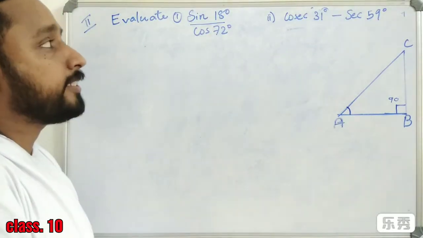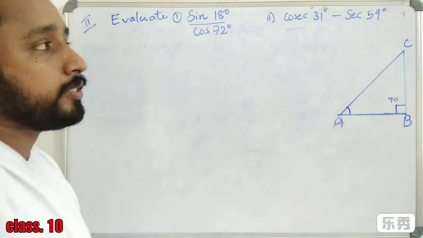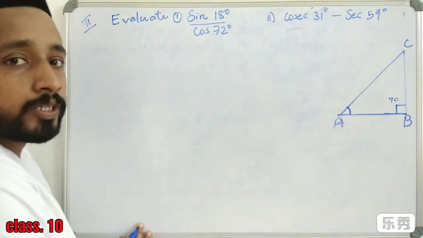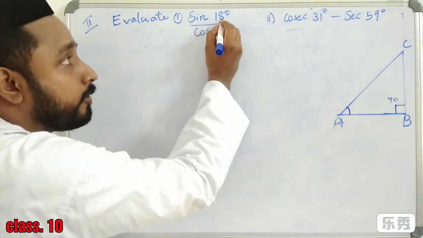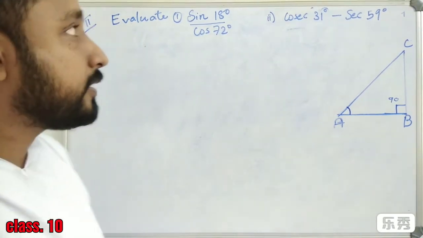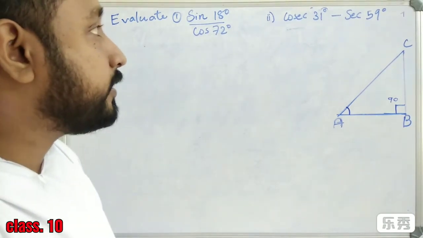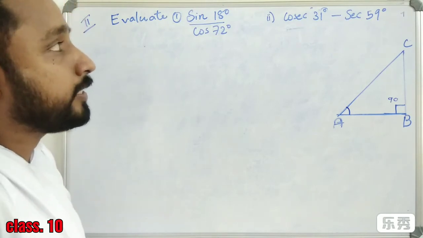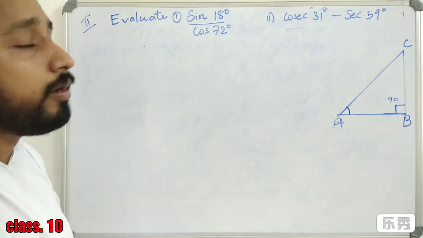Evaluate sine 18 degree by cos 72 degree. Second question, cosec 31 degree minus sec 59 degree. Look here, sine 18 degree by cos 72 degree. We don't know the value of sine 18 degree, and we also don't know the value of cos 72 degree. But here 18 degree, here 72 degree. The sum of 72 and 18 is 90 degree. So 72 degree and 18 degree are complementary angles, and we can use the formula for complementary angles.